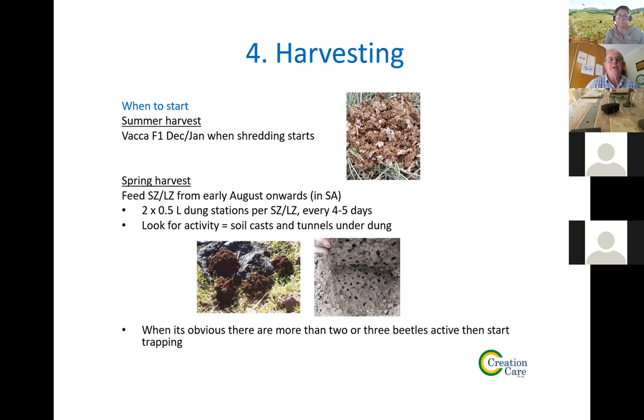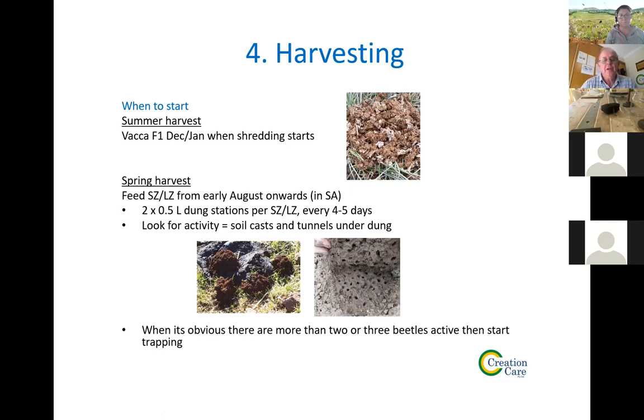And so we're talking about December, January for vacca F1, or talking about next spring for both the vacca and the Bubalis. We've already talked about the summer harvest with F1 vacca. Start your harvest when shredding starts. Now the spring harvest for the following year, pretty much from August onwards here in South Australia, and again, you'll work out your own time, but I still recommend you do it from August on to start with.